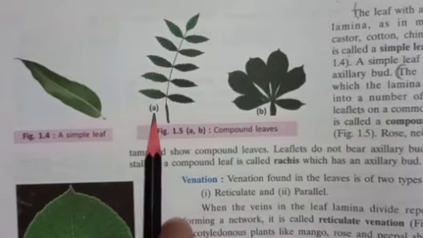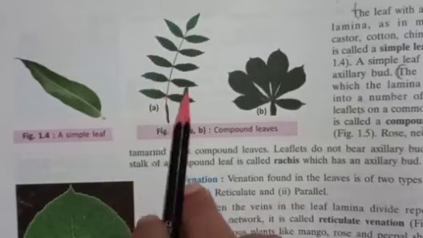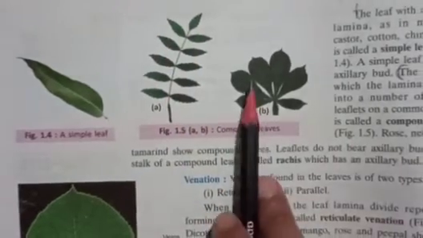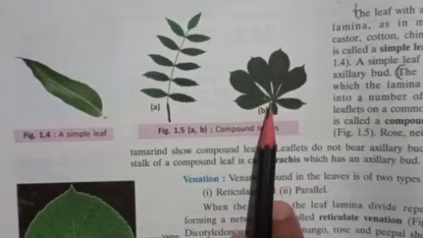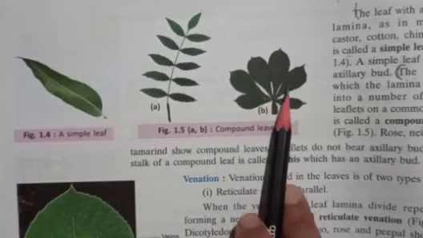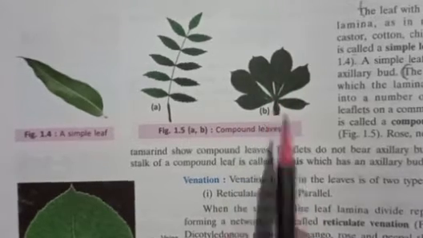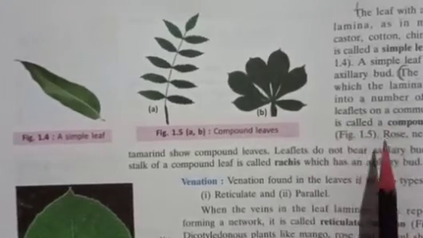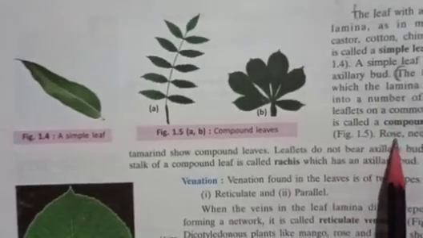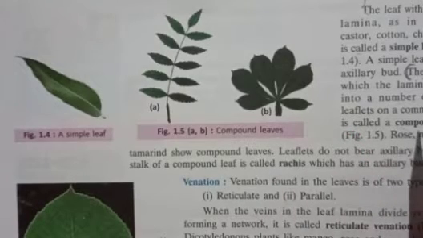In a common stalk, there is a number of small leaflets. Okay, so this is also compound leaf, and you can see they have got the same stalk and there are many leaflets present. Okay, so this is compound leaf. So the examples are rose, neem and tamarind. Okay, they show compound leaves.